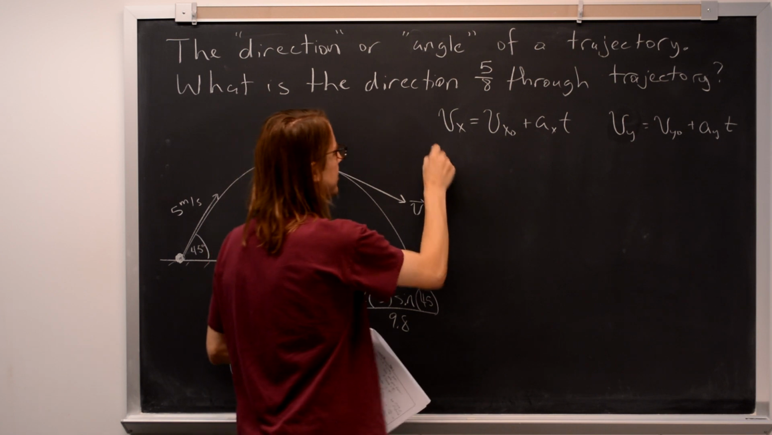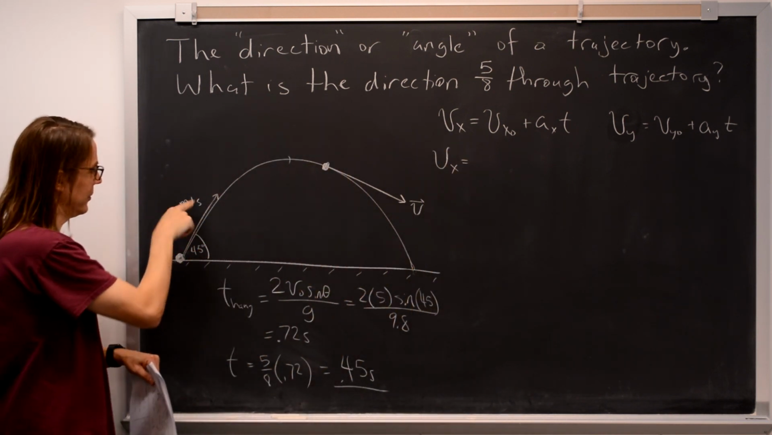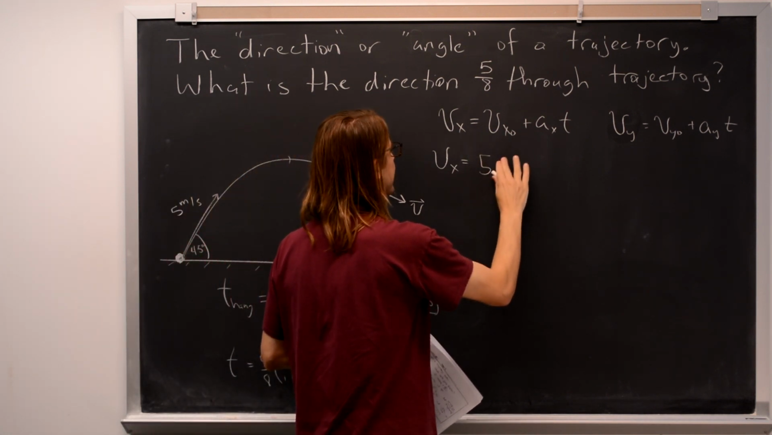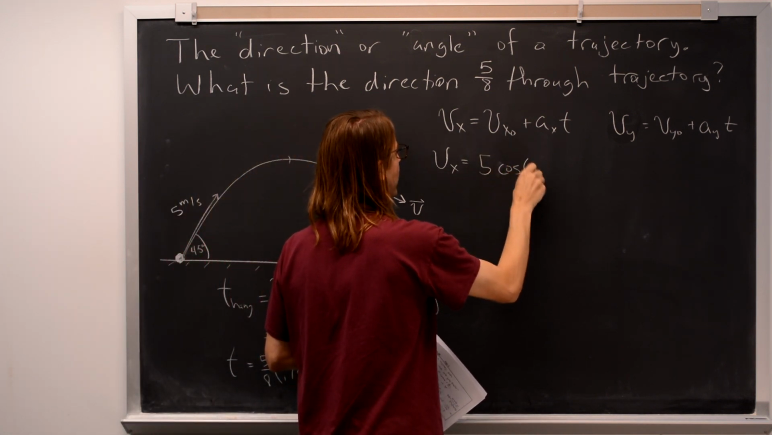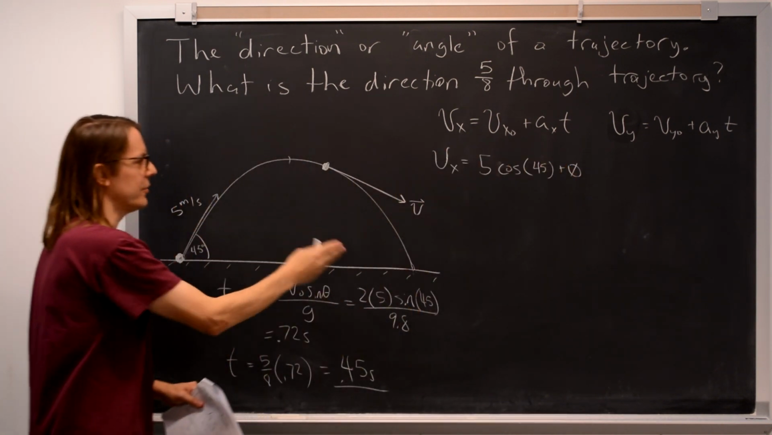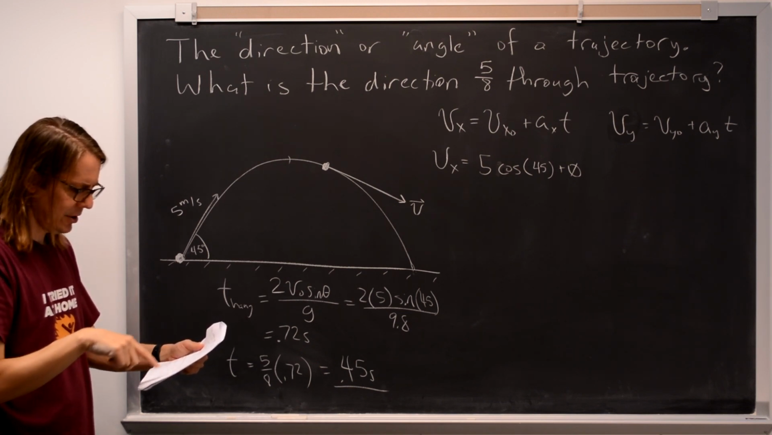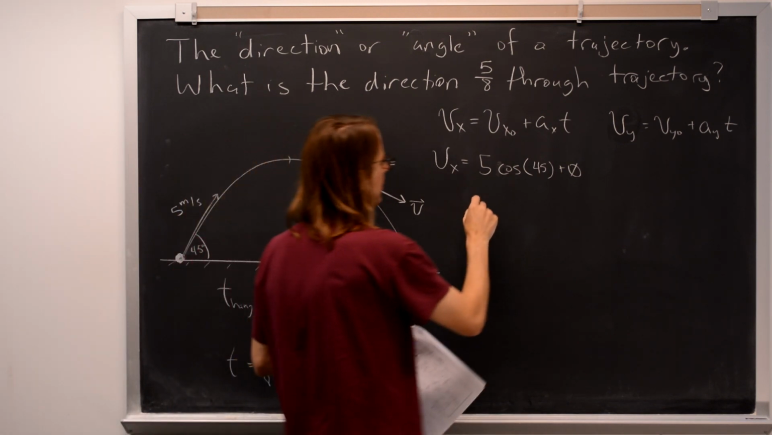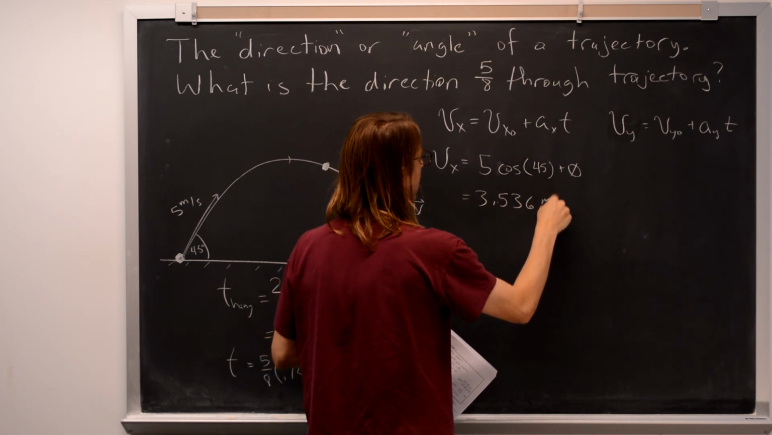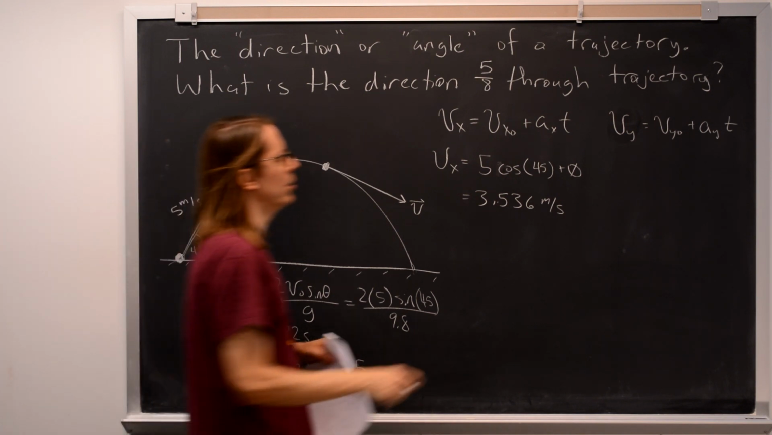Anyway, let's see if we can get these two components. Vx naught is the initial, so it's 5 times the cosine of 45, since for 45 degrees they're the same, plus 0. It's not accelerating in the x, it's just moving in the x. So the x component comes out to be 3.536 meters per second.